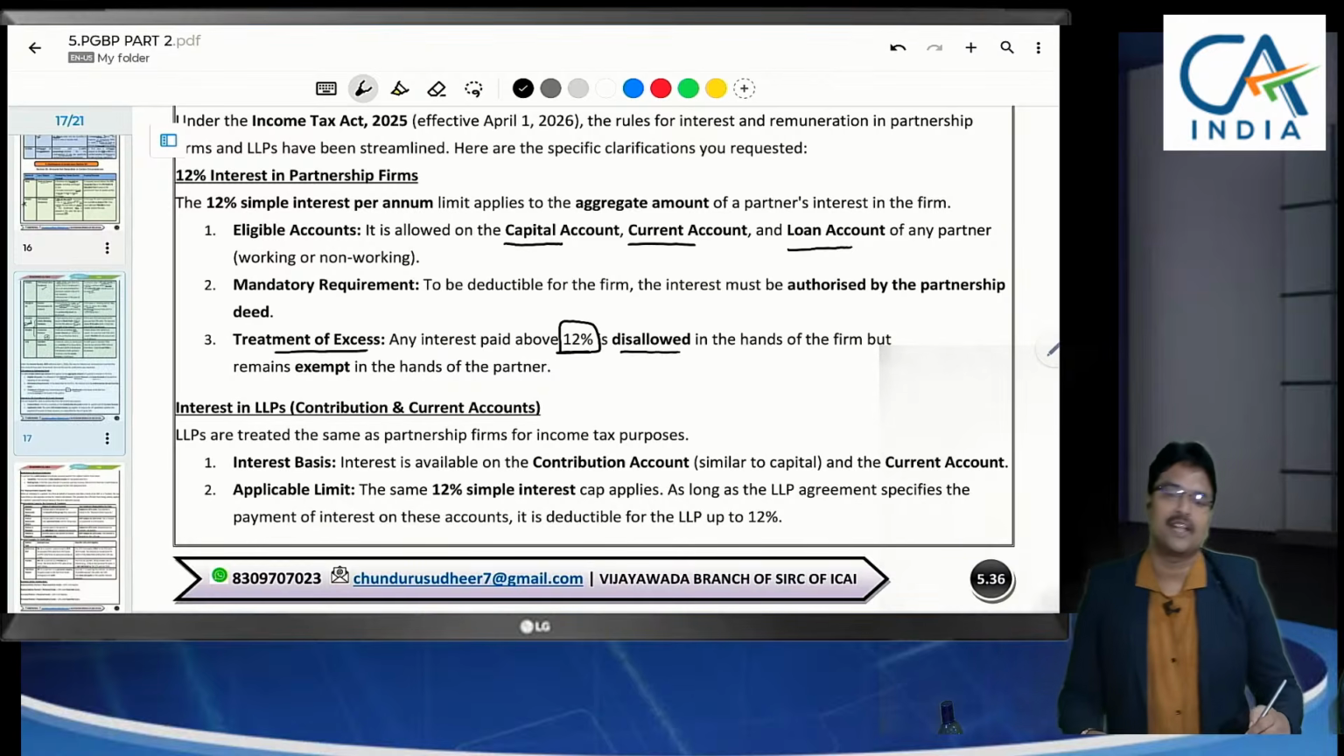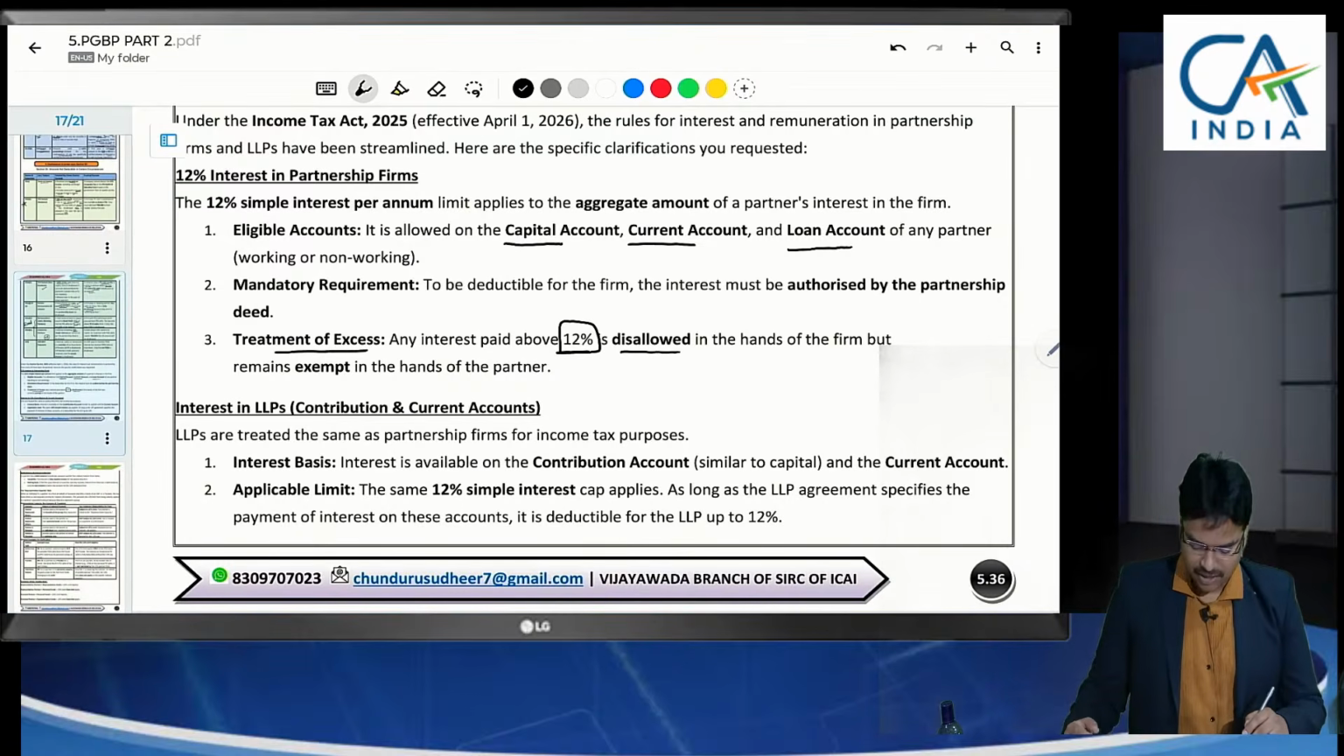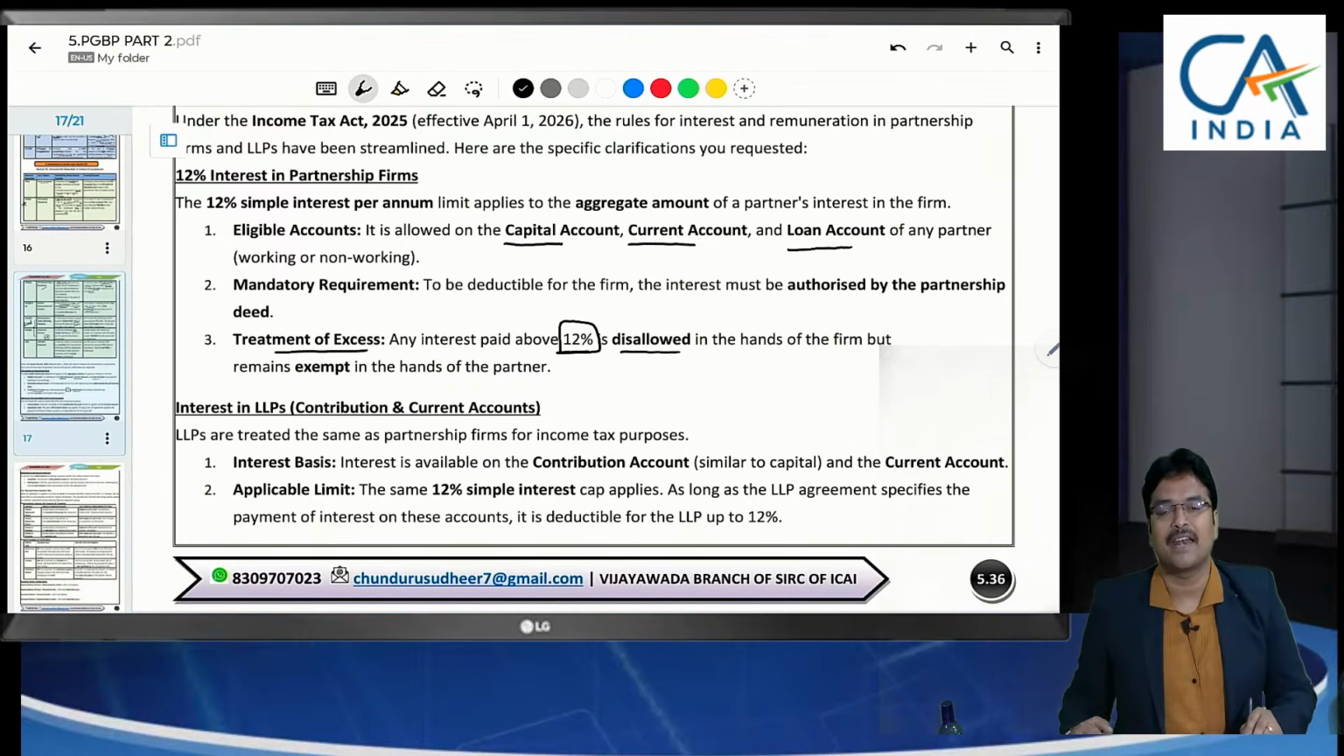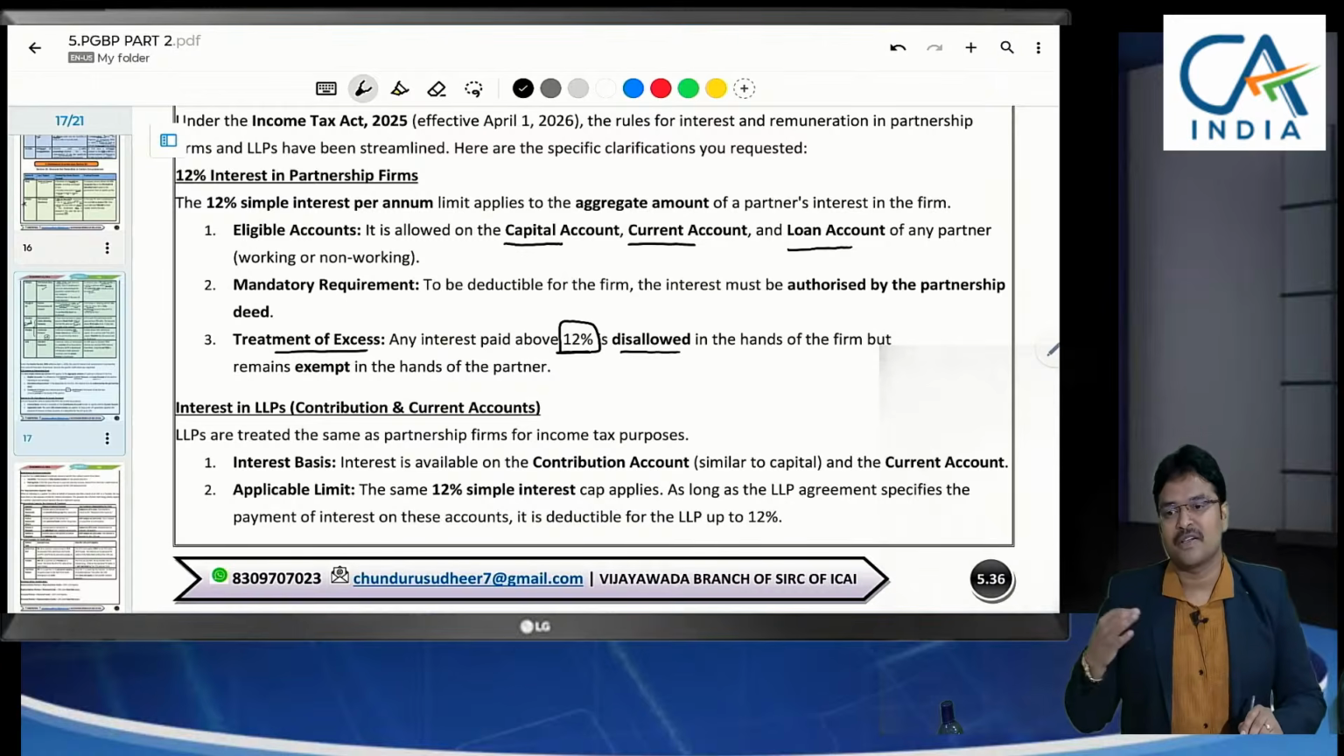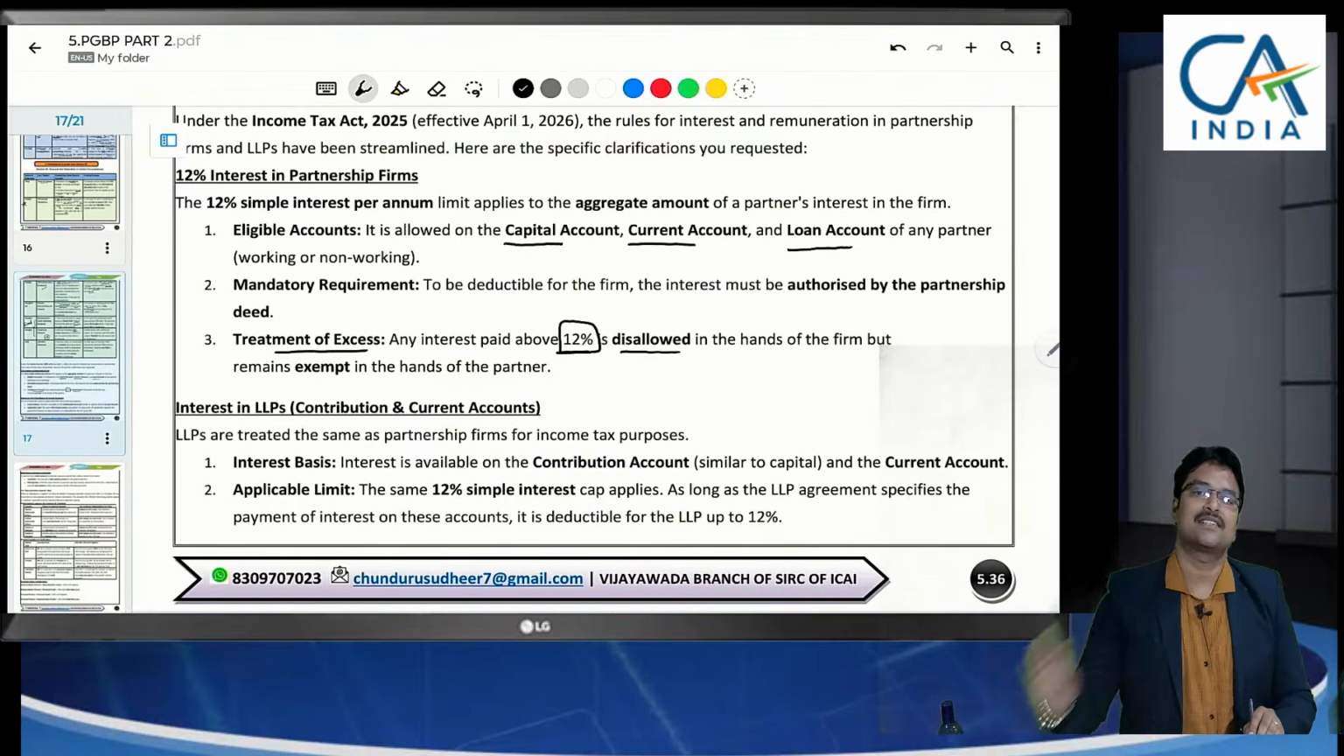Partners' loan account you create, partners' current account you create. Sir, even in the partners' current account can I pay interest? Your books, your wish, your partner, your business. The Act is permitting; whatever may be the type of account, we will give 12% as deduction.